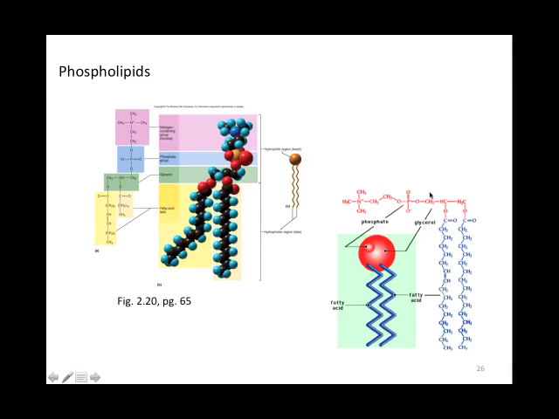Another type of lipid related to triglycerides are phospholipids, and these are very, very similar to triglycerides except for one difference, and that is instead of having 3 fatty acid chains bonded to the glycerol, there's only 2 fatty acid chains. So here's your glycerol here, and we have an oxygen, and here's our fatty acid chain. Here's our next fatty acid chain. Well, instead of having a 3rd fatty acid chain, what we have is a phosphate group, a very specialized phosphate group that has a hydrocarbon chain attached to it.